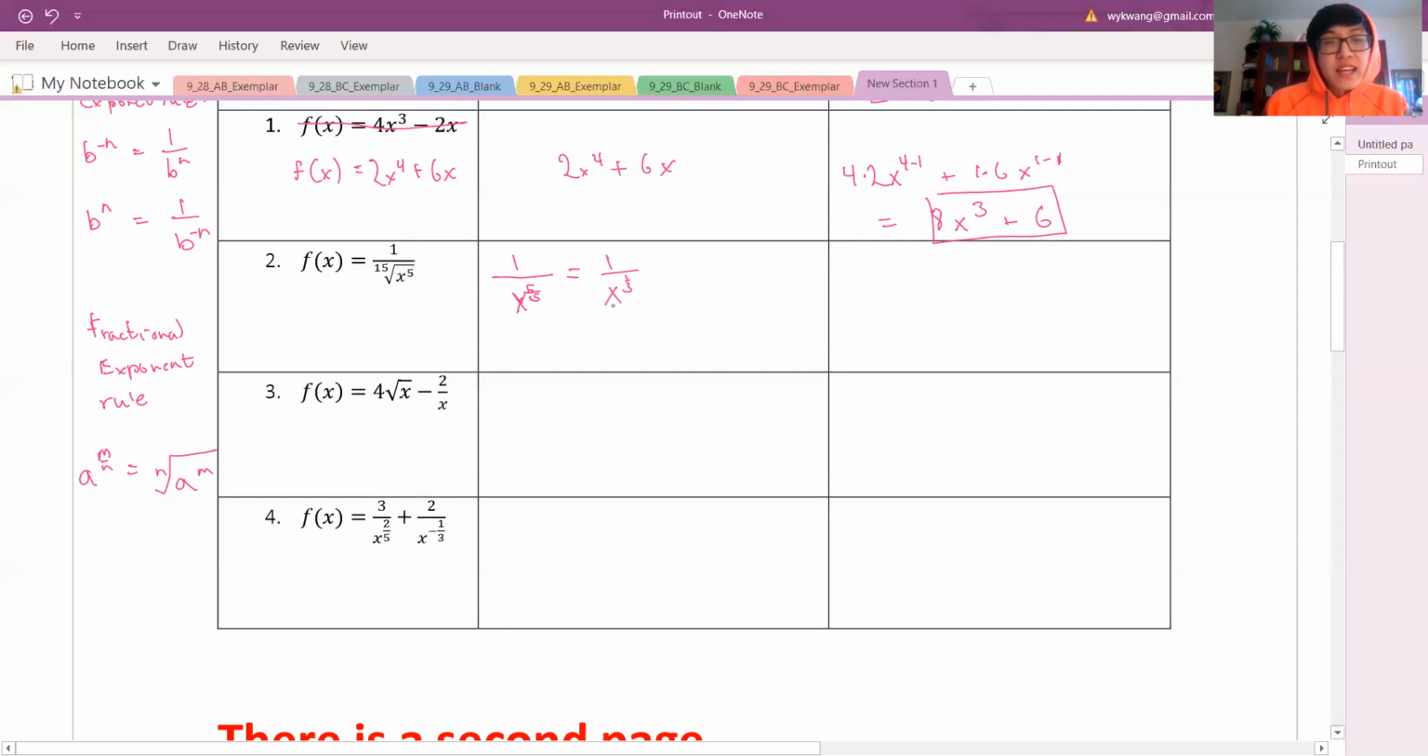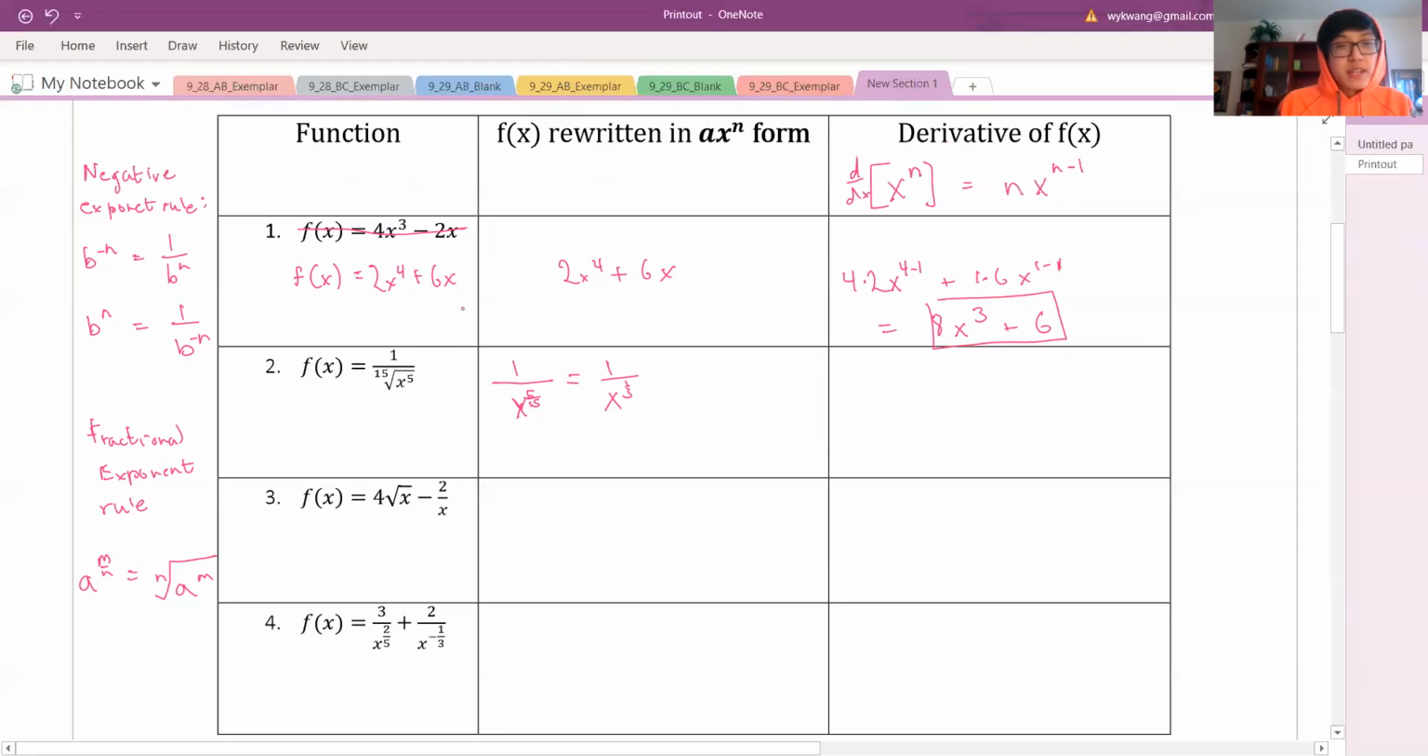Now I notice that this is in the denominator. Well, I can use the negative exponent rule to bring it to the numerator. X to the 1/3 is positive in the denominator, so I bring it to the numerator. Now it's negative, so x to the negative 1/3. Cool. X to the negative 1/3.